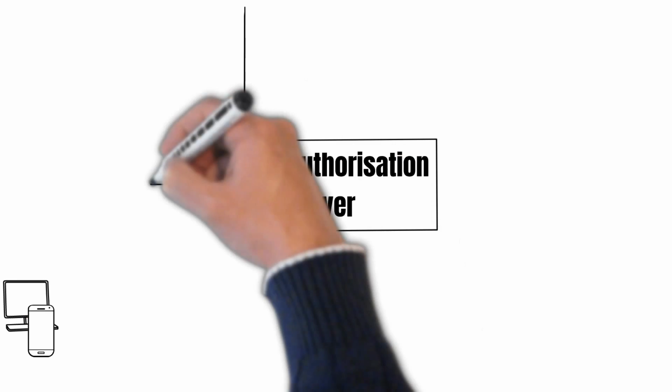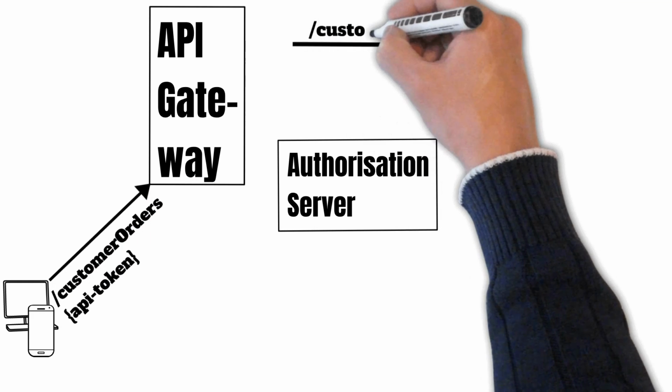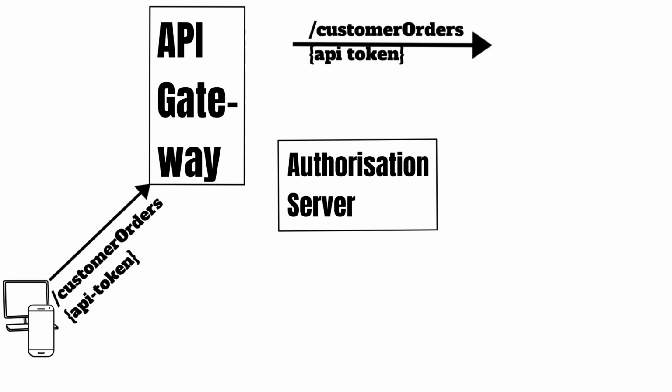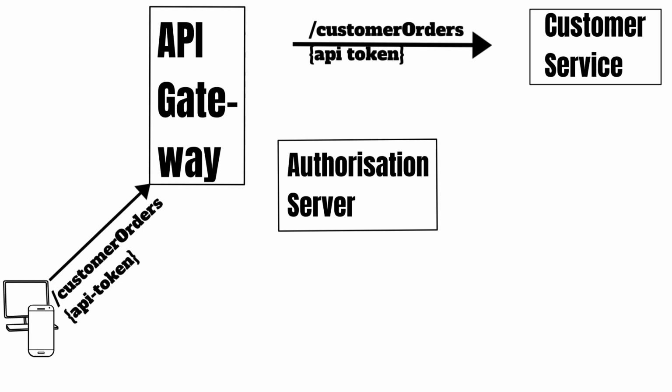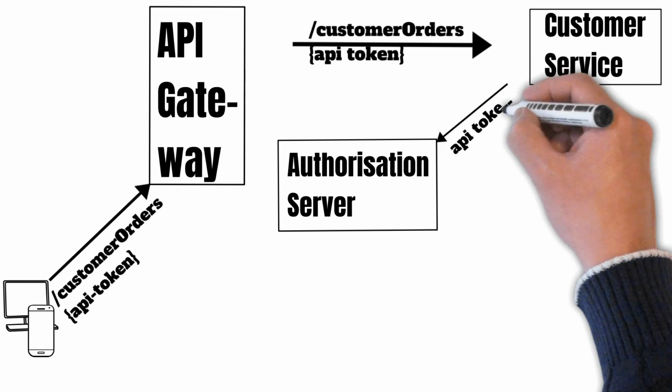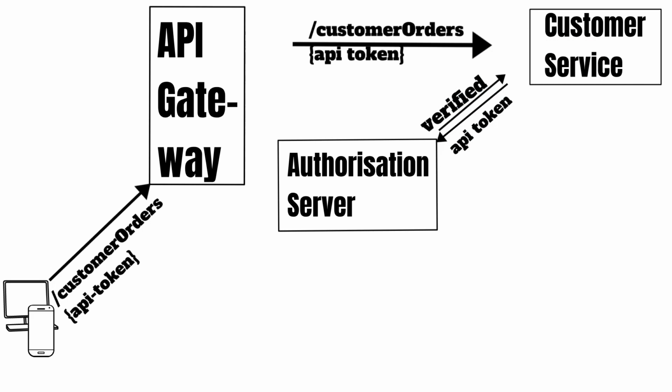Another important use case of token security is when there is more than one microservice involved. Suppose a user wants to fetch all his orders. He will send the get customer orders request to the API gateway, which will go from the API gateway to the actual service. And then the actual service first verifies the API token from the authorization server. And when it receives a successful response for validating the API token, it is then able to send a successful response back to the user.